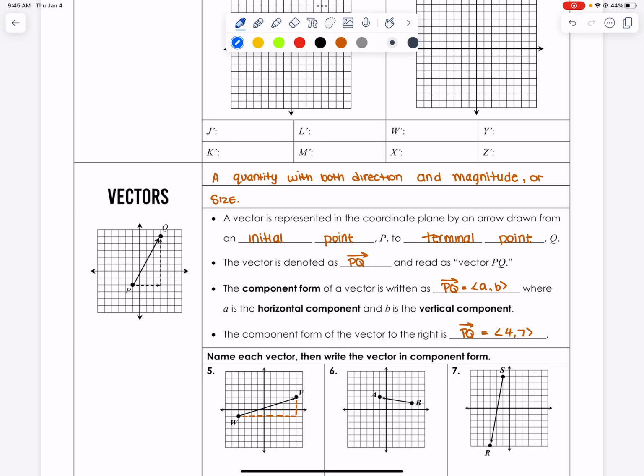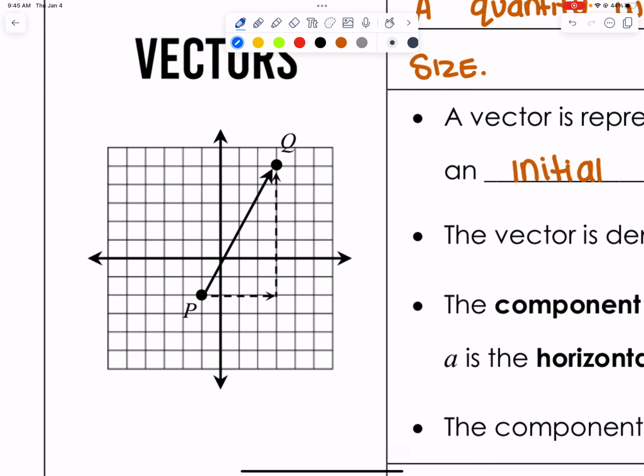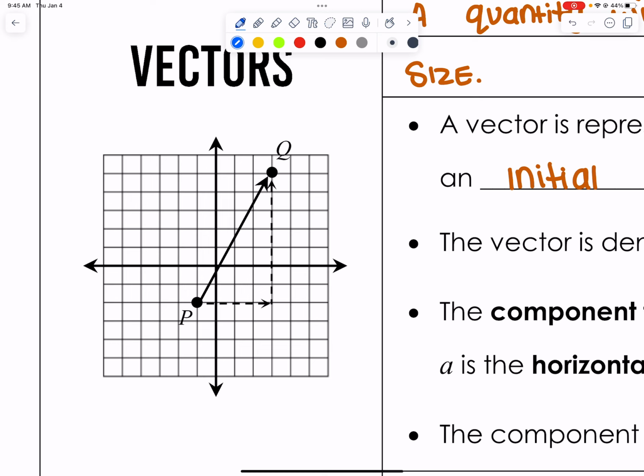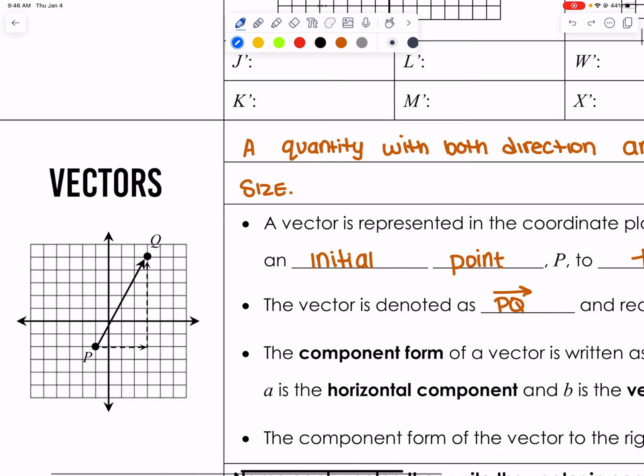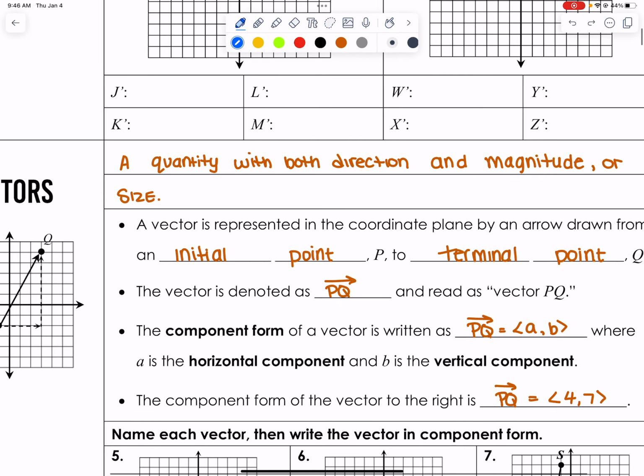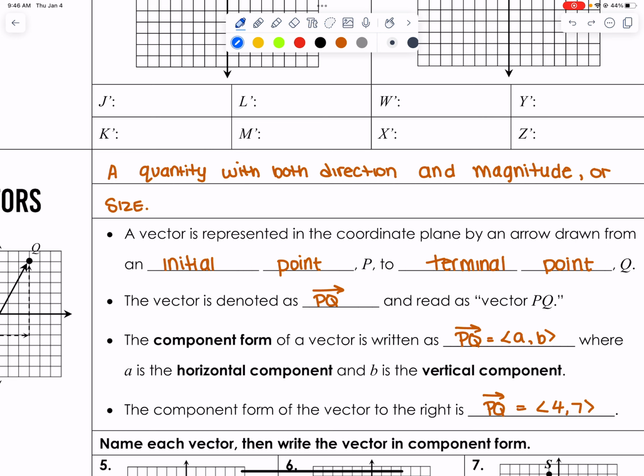Okay, so before I jump into the definition, I want you to look at the vector here on the graph given to you on your paper. Notice that from P to Q, this type of line is actually identified as what we would know as a ray. Remember, a ray is something that starts with a point. It doesn't have arrows on both sides. Only one side has an arrow. But because this ray is now located on a coordinate grid, this is actually known as a vector. And a vector sounds like a very intimidating name, but it's not. It basically means a quantity with both direction and magnitude or size.